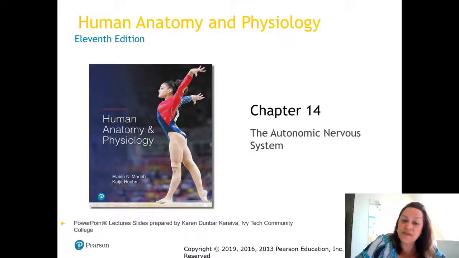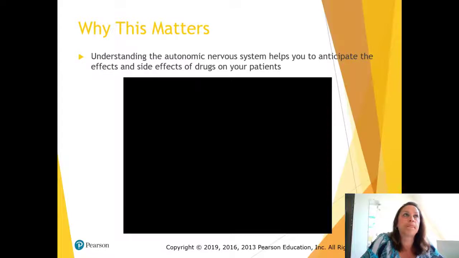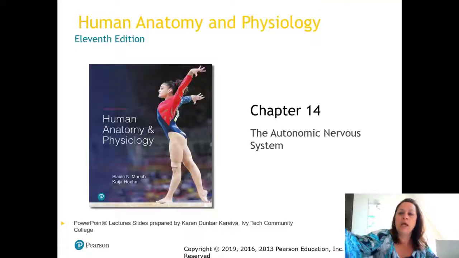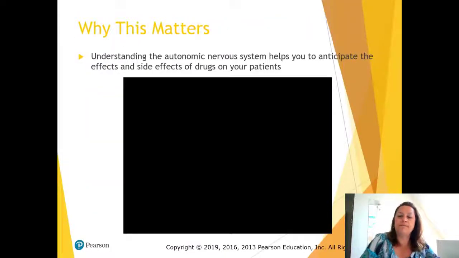And it is on the autonomic nervous system, a part of the peripheral nervous system that is an involuntary component. So understanding the autonomic nervous system helps you anticipate the effects and side effects of drugs on your patients. Again, why this matters? Because you all want to be some sort of healthcare professional, and understanding the effects and the characteristics of the autonomic nervous system will be important when you're looking at what kind of drugs that your patients should get or are taking.